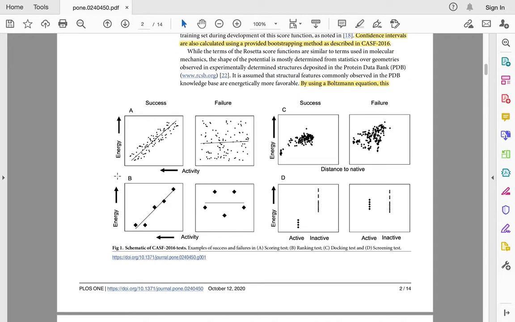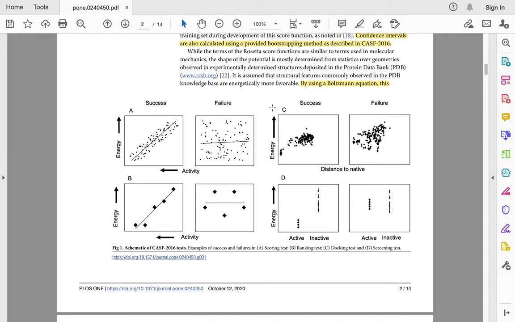And B is ranking test. It uses Spearman correlation to rank binding affinities of compounds against the same protein target. If rank exists, we'll expect a non-zero slope for the regression line.